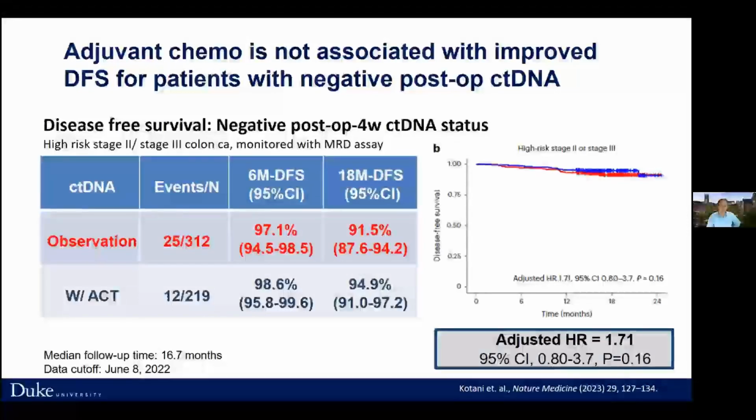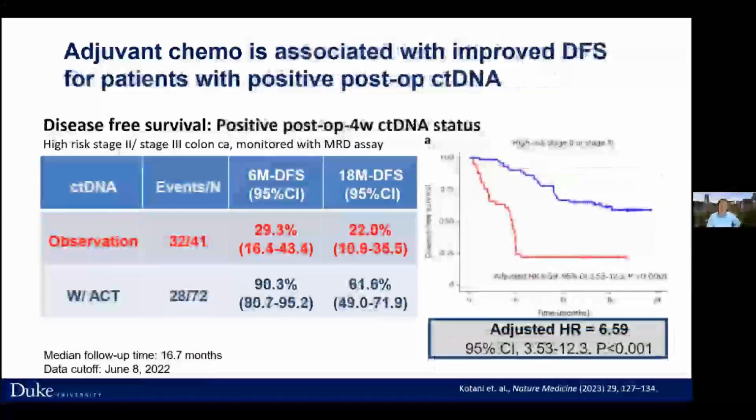And they found that there was no significant difference in 6-month or 18-month disease-free survival for those who got adjuvant chemotherapy or not, if they were negative at the single postoperative time point. I will point out that there is a small numerical difference between adjuvant chemo and not, but it did not achieve statistical significance. So p-value was 0.16. I think regardless, we can see that there was low benefit to giving somebody who was negative adjuvant chemotherapy.